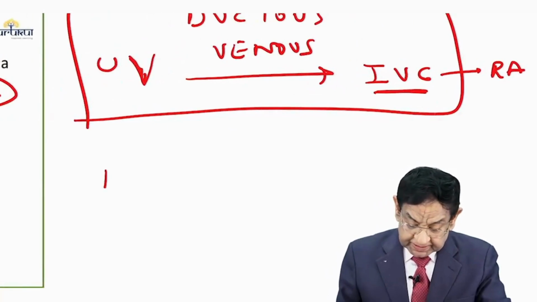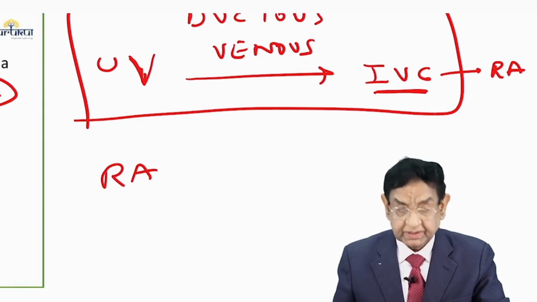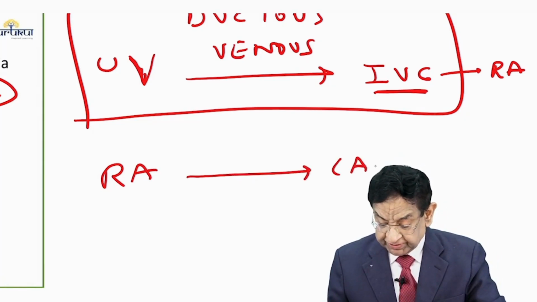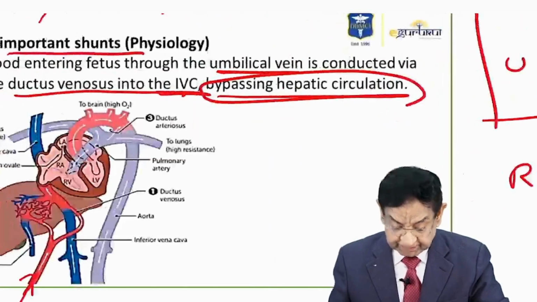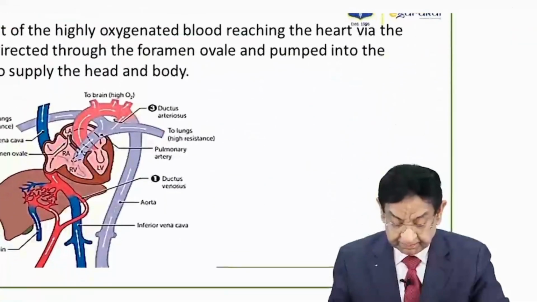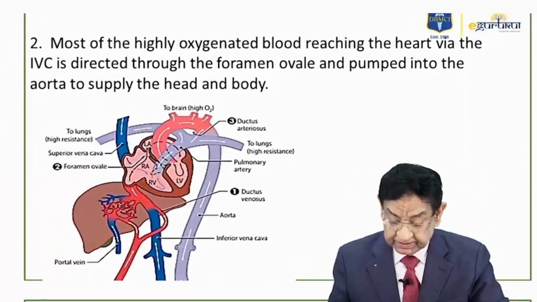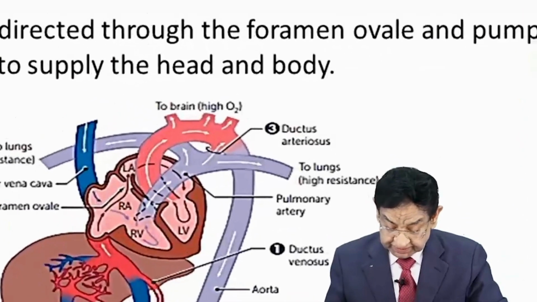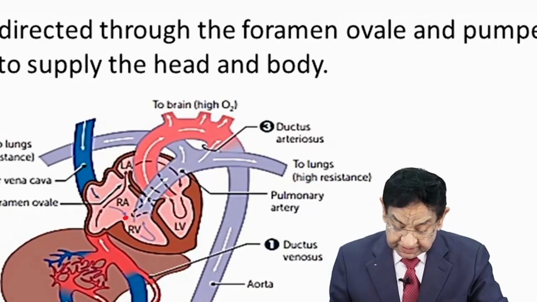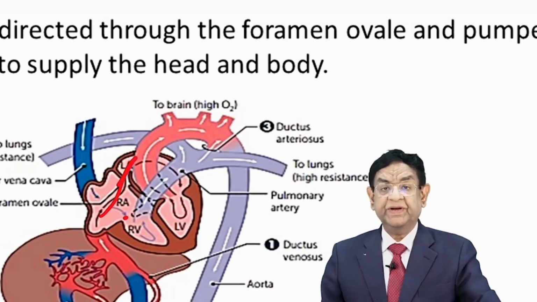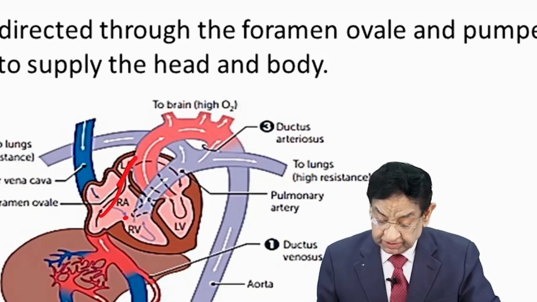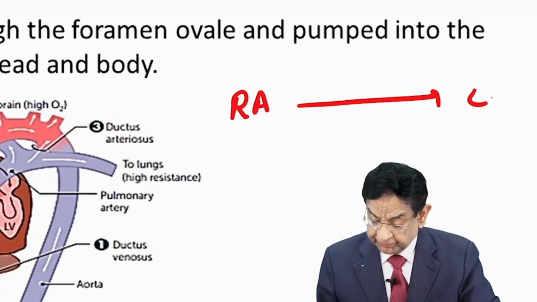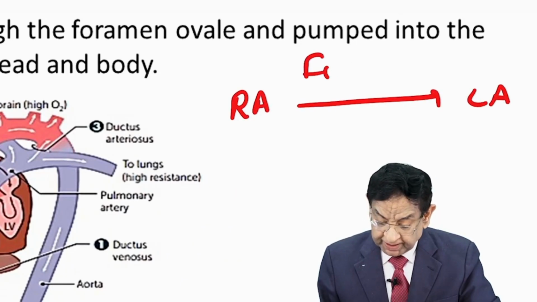So now the blood has come to the right atrium. Now from the right atrium blood enters into the left atrium. Now let me show you the second bypass. The second bypass is, blood has come and it is entering the left atrium via the foramen ovale. So friends, right atrium goes to left atrium, foramen ovale.